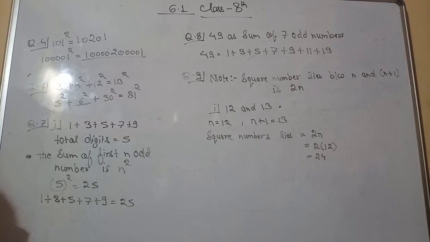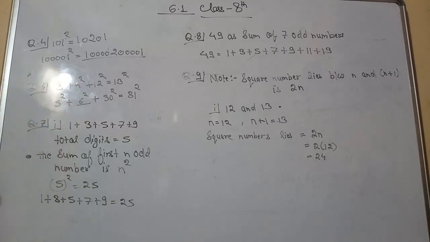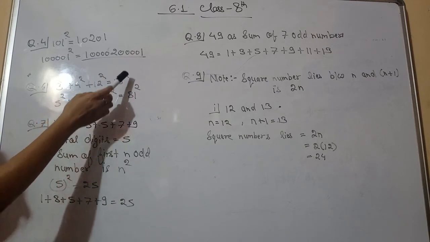Now in question number 6 we have to find the missing pattern. So this is our pattern. See, what is our pattern given? By mistake I have written to the power 4; this is to the power 2. So 3 to the power 2 plus 4 square plus 12 square is equal to 13 square.